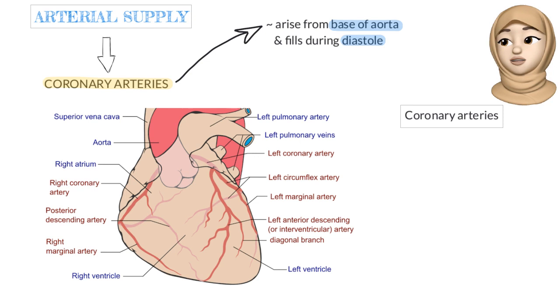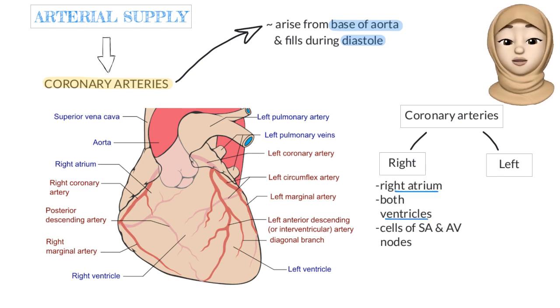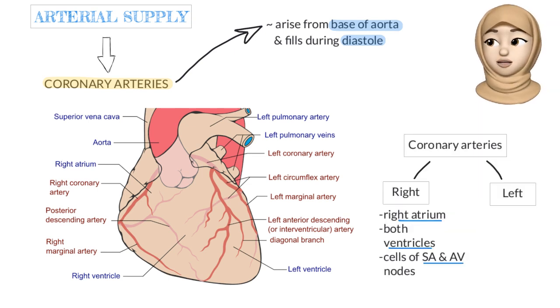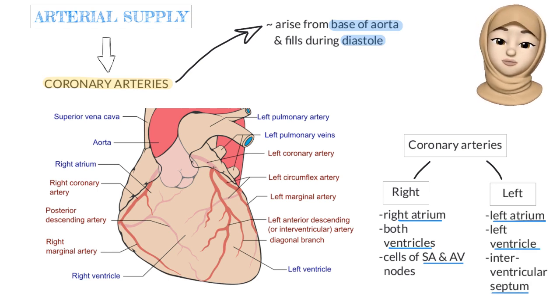Your coronary arteries consist of your right and left coronary arteries. Your right coronary artery branches to form the marginal and posterior interventricular arteries, which supply the right atrium, portions of both ventricles, and the cells of the SA and AV nodes. Your left coronary artery branches to form the circumflex and anterior interventricular arteries, which supply the left atrium, the left ventricle, and the interventricular septum.